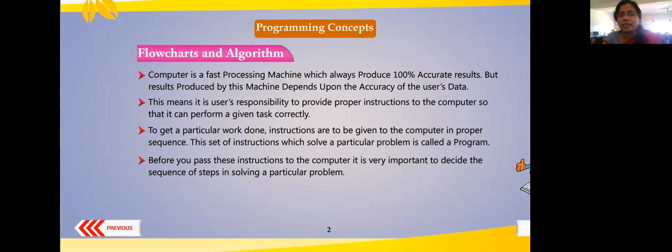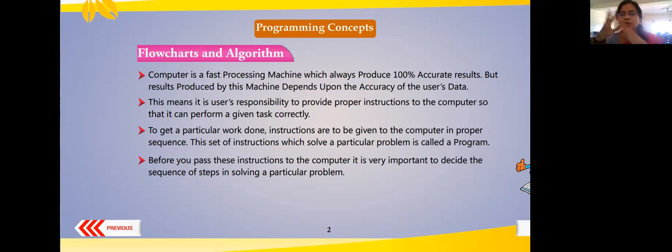But see, it depends upon what data you are giving, right? So if you want the computer to do 10 plus 10 and you want the answer to be 20, but you give the computer 10 plus 5, by mistake giving 5 instead of 10, will it give you a proper result? No, right? So it depends upon the data which we are giving.